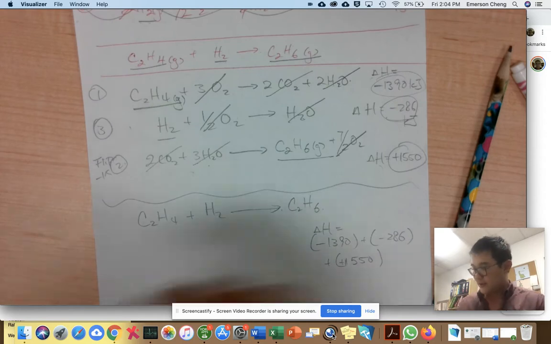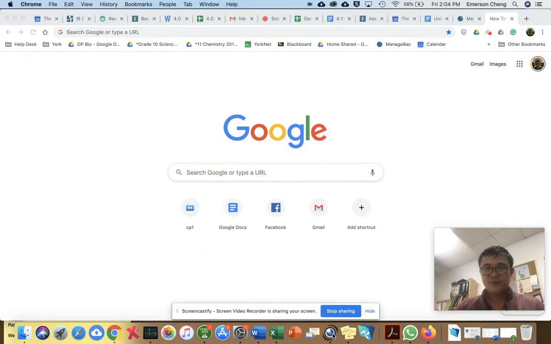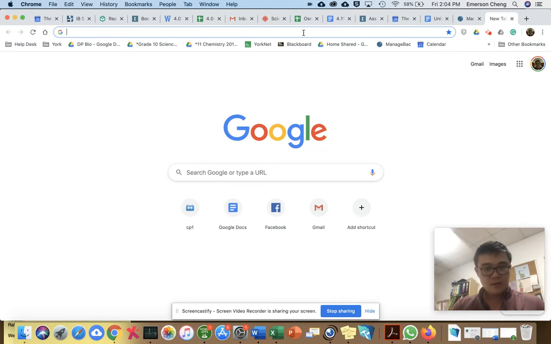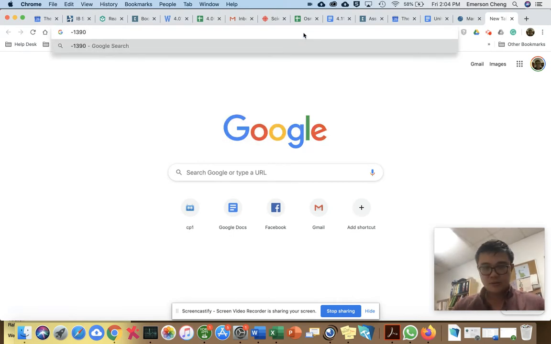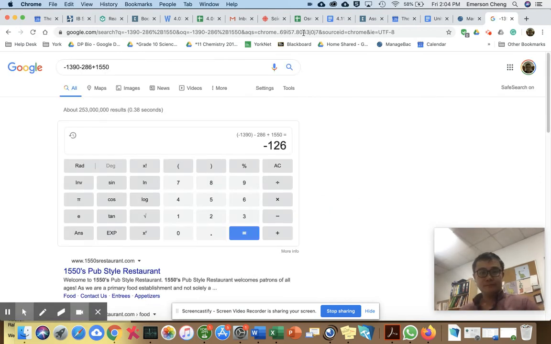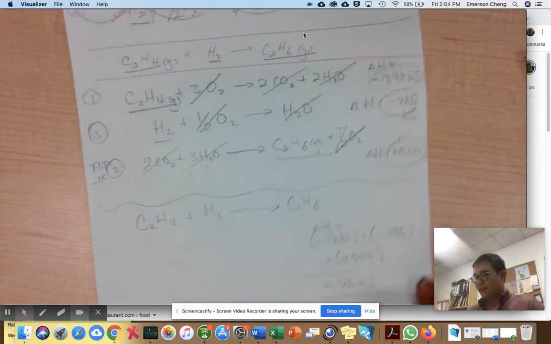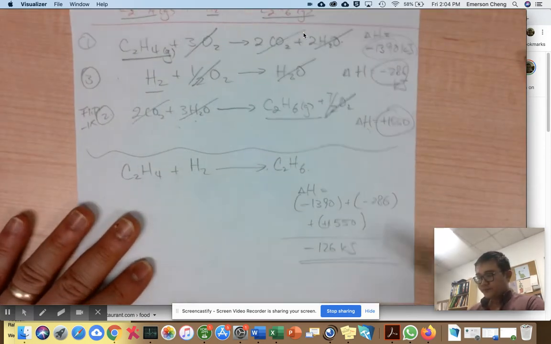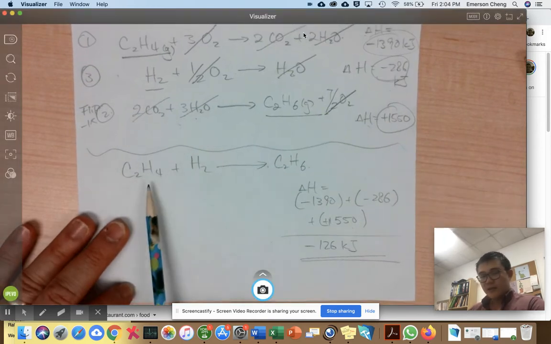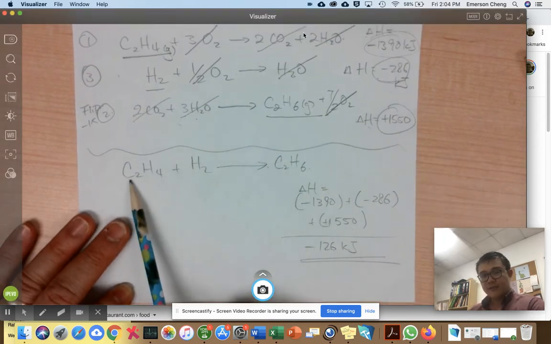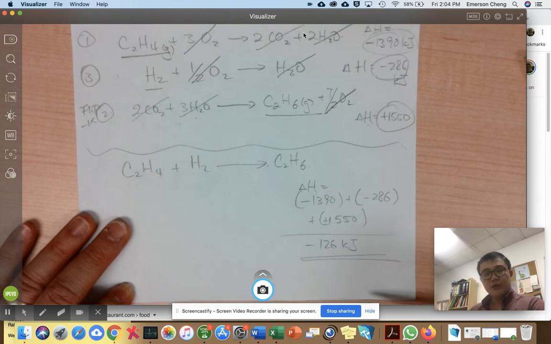All right, so since I can't find it, I'll use the laptop. So minus 1390 minus 286 plus 1550. Oh, look, it's minus 126 kilojoules. So in this case, the answer for the enthalpy of hydrogenation of this would be minus 126.